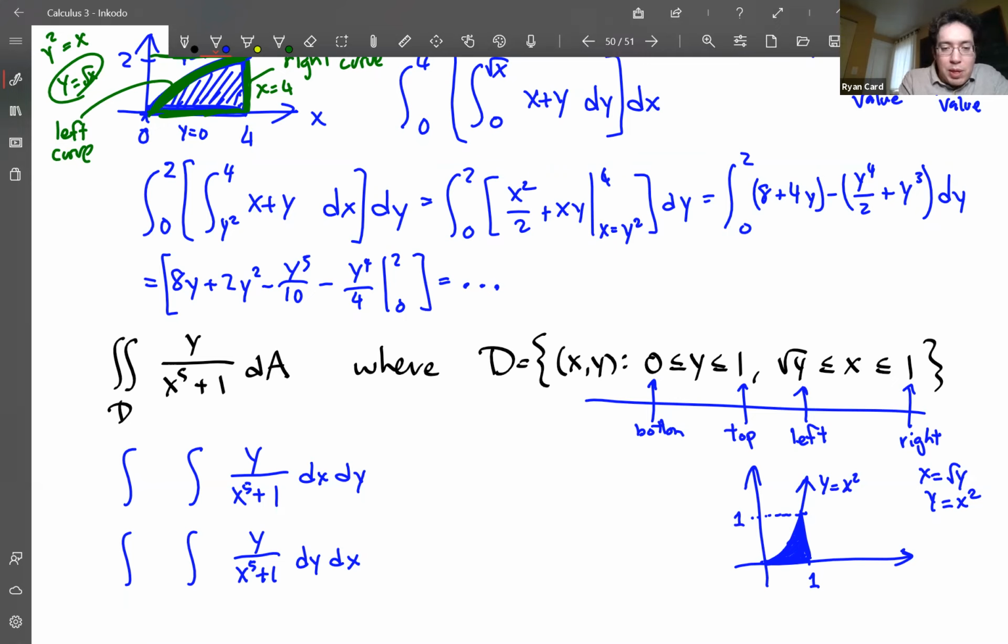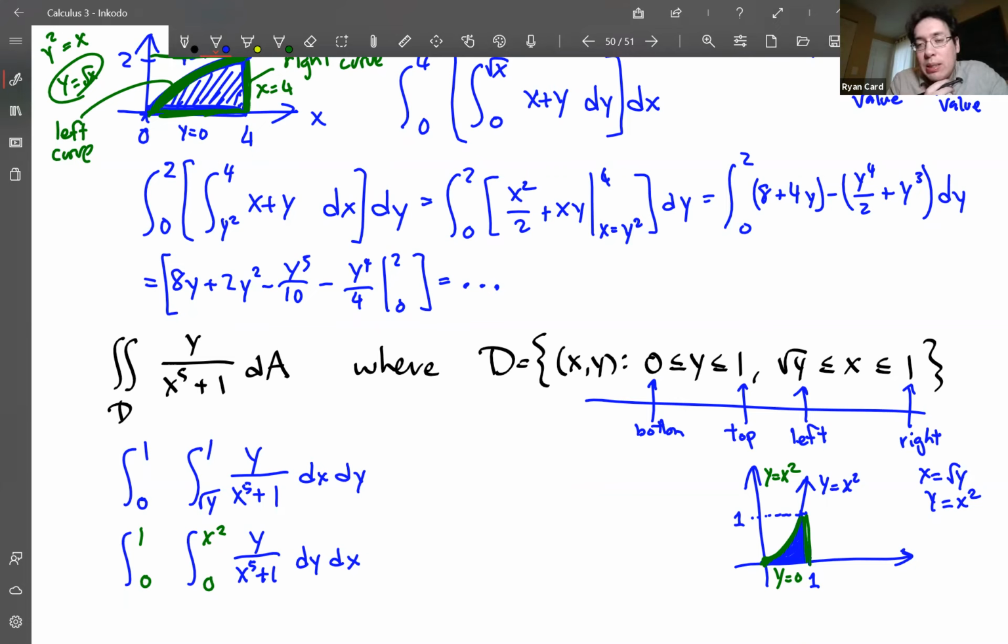Okay, let's see. So if I'm integrating with respect to x first, x is going from square root of y to 1. So that's the inner limits. And the outer limits, y is changing from 0 to 1. So that's one way to set it up. The second way to set it up, now if I want to integrate with respect to y first, I want to go from the bottom to top curve. So the bottom curve is y equals 0. And the top curve, which happens to be the same as the left curve, is x squared. Y equals x squared. So it's going from 0 to x squared. And x is changing from the leftmost value, 0, to the rightmost value, 1. Okay. All right. So these are the two ways to set up the problem.